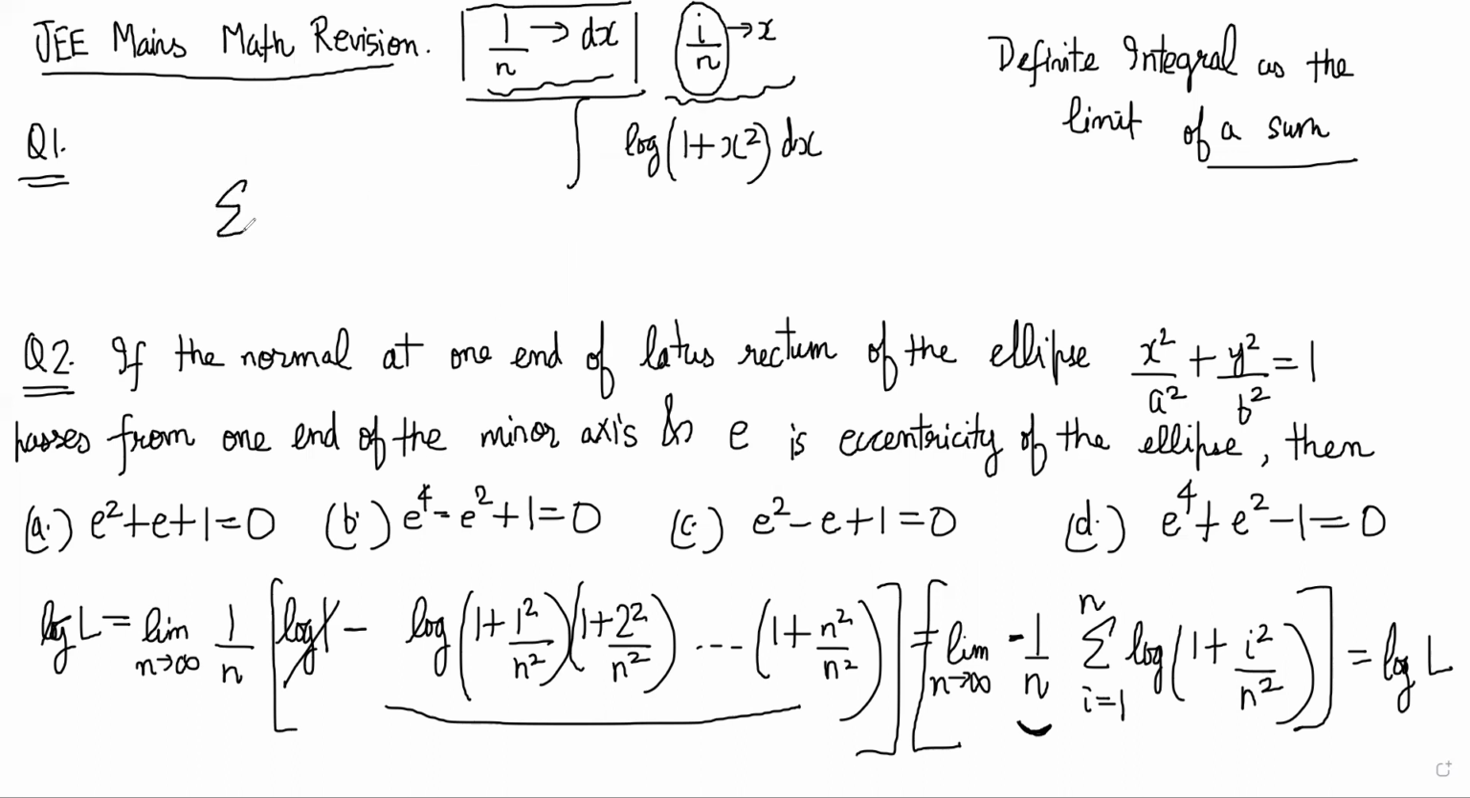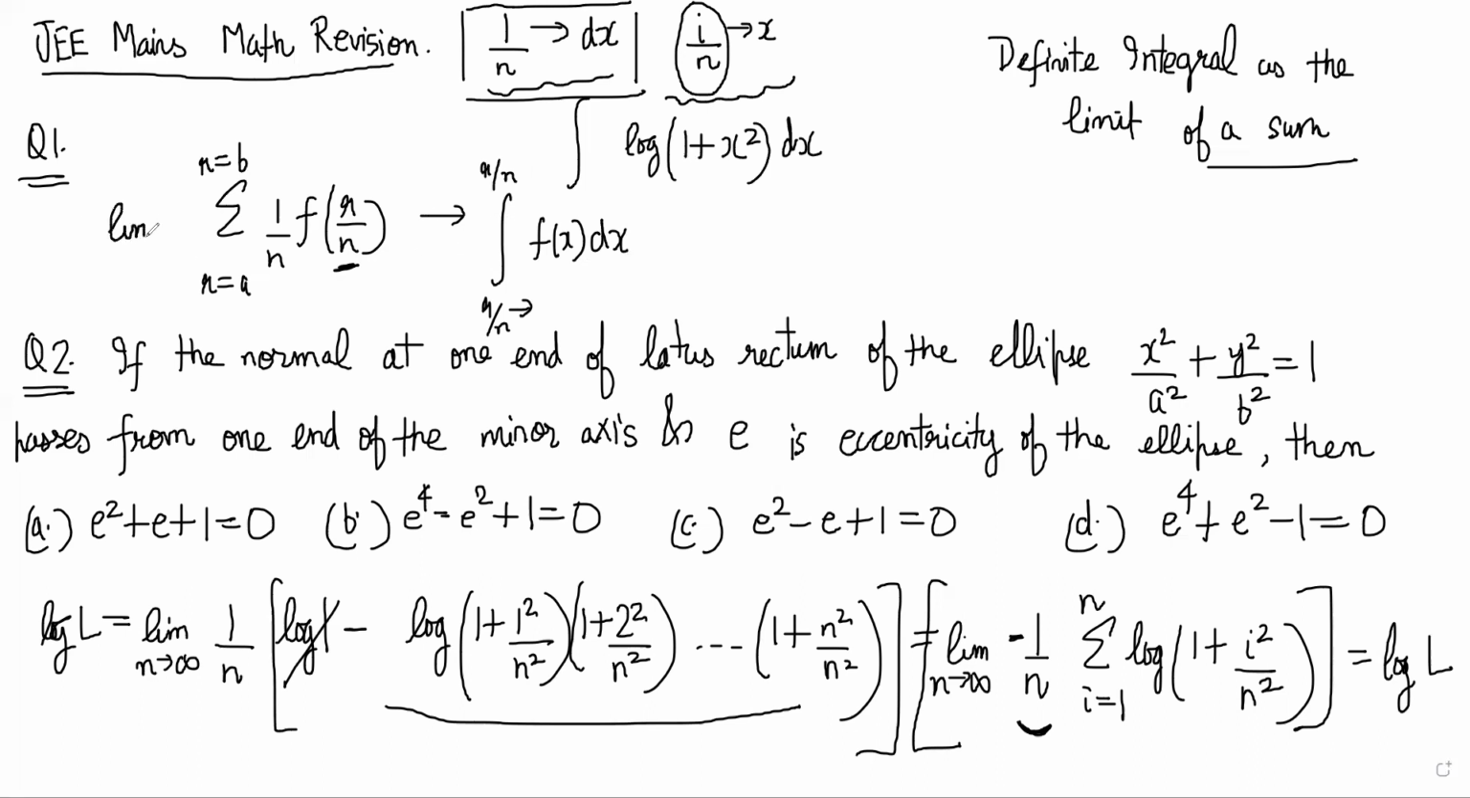Whenever summation of 1 by n times f of r by n was there and r was going from something to something, this becomes the integral of f of x dx, and r by n's limiting values are the limits of the integral. r by n is my x, 1 by n is my dx, and whatever the limiting values of r by n are as n tends to infinity. This has to be limit n tends to infinity also, right? You understand how this comes?